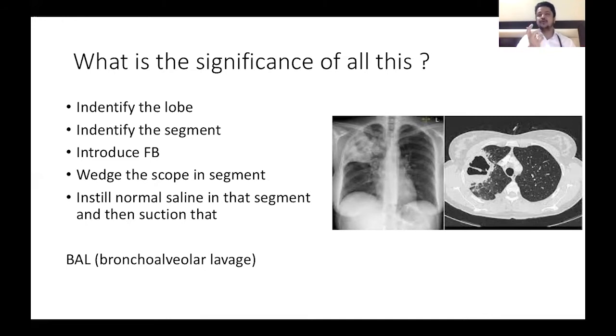What is bronchoalveolar lavage? How do we do it? We just instill some saline and then suction it. That saline will have secretions from the infectious etiology or whatever it is along with it, and then we can analyze that BAL for Gram staining, culture sensitivity, fungus, ZN staining, CBNAAT, cytology, or anything else that we are suspecting. So this is called bronchoalveolar lavage.